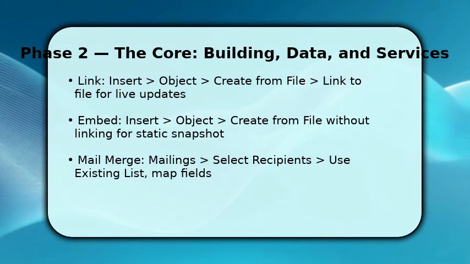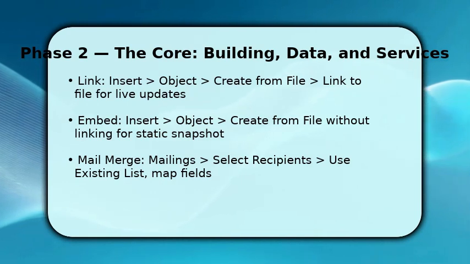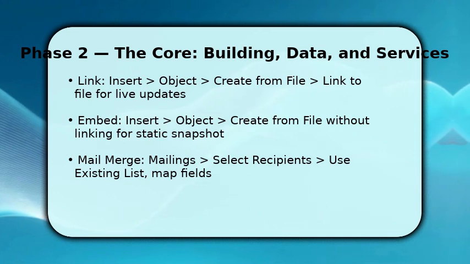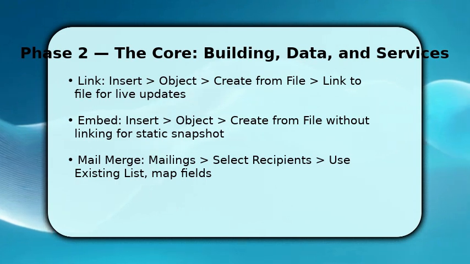Now you execute the core method. If you need live updates, use Insert Object and link the Excel file. Word will reflect changes when reopened. If you want a fixed snapshot, embed the worksheet. It increases file size but keeps content predictable.